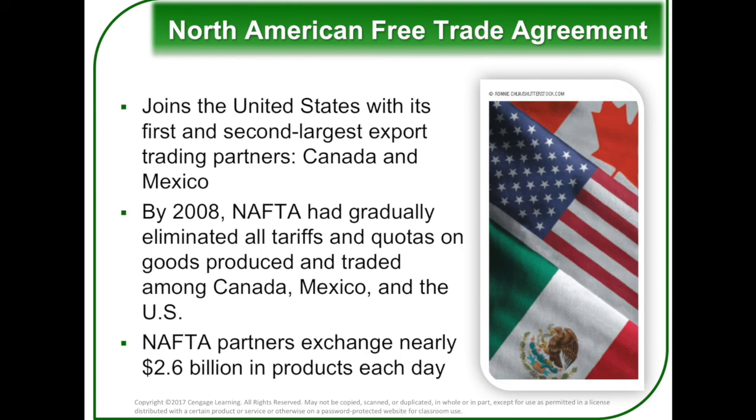We're going to get into an act called NAFTA, something that's still talked about quite regularly on the news and in magazines. North American Free Trade Agreement. This was set up between the United States, Mexico, and Canada, the original makers of the NAFTA agreement. The good thing about it, by 2008, they just about had wiped out all tariffs and quotas on goods produced and traded among these three countries. Dollar value of that, something under $3 billion a day at this point in time.